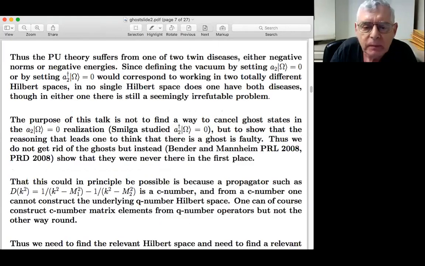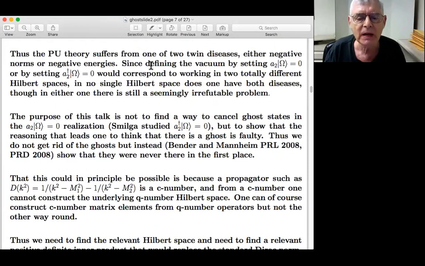Okay. So the PU theory, as written, suffers from one of two twin diseases, negative norms or negative energies. Since defining the vacuum by setting A2 on the vacuum to zero, or by setting A2 dagger on the vacuum to zero, corresponds to working in two totally different Hilbert spaces, in no single Hilbert space does one have both diseases, though in either one, there is still a seemingly irrefutable problem.